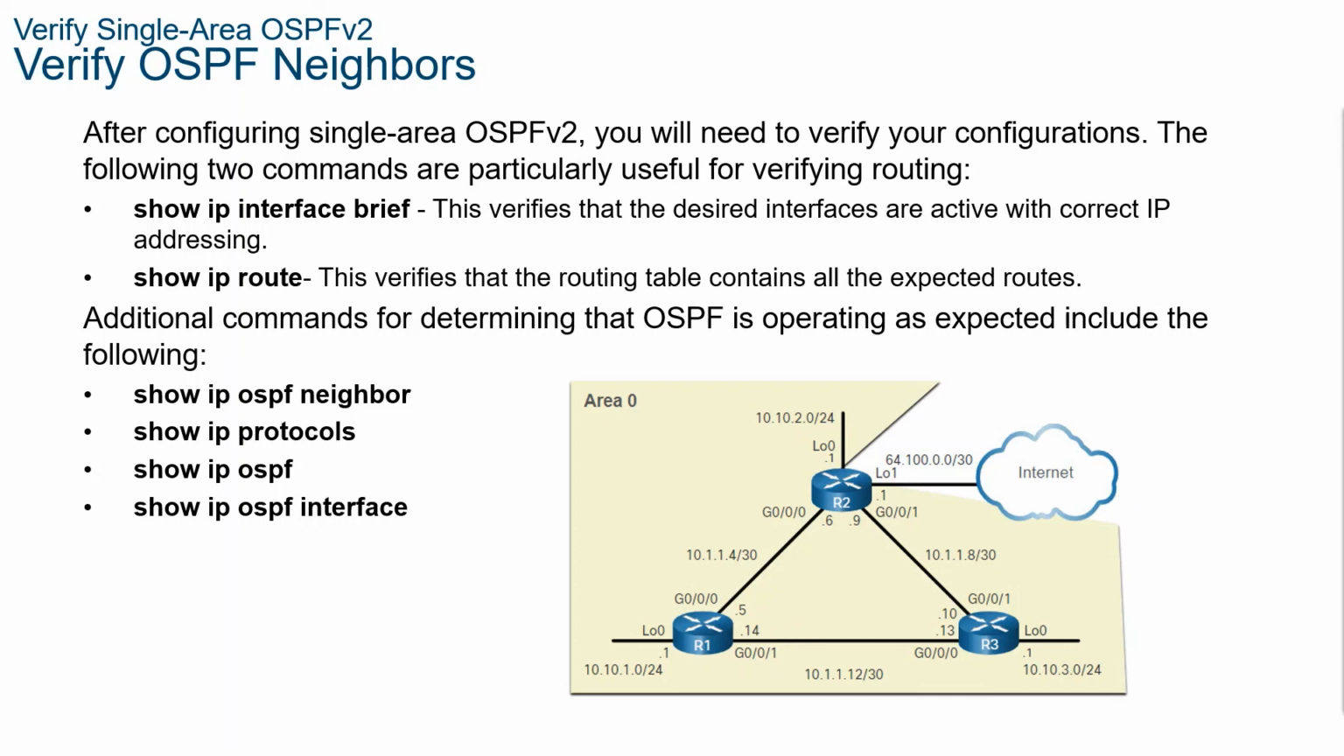As you know, the following two commands are particularly useful for verifying routing. These are, of course, show ip interface brief, which verifies that the desired interfaces are active with the correct IP addressing. The next one would be show ip route, which verifies that the routing table contains all the expected routes. Additional commands for determining that OSPF is operating as expected include the following. You can use show ip ospf neighbor, show ip protocols, show ip ospf, or the show ip ospf interface command.